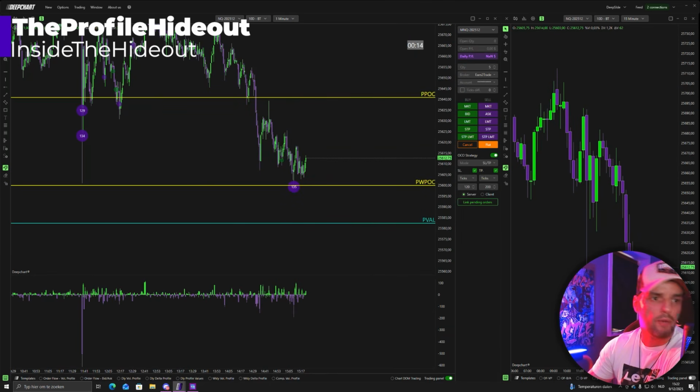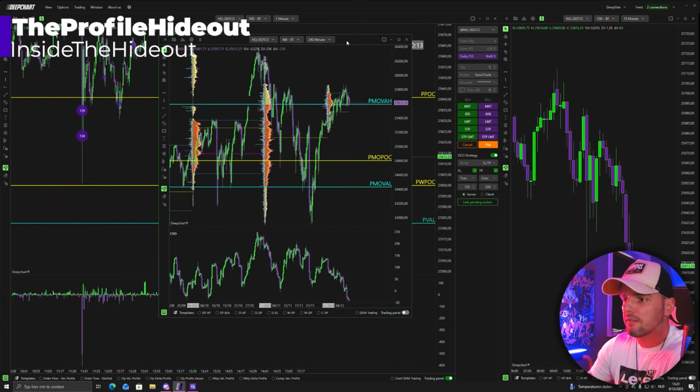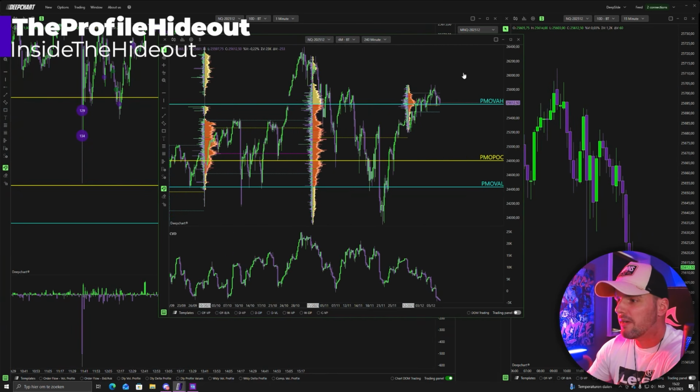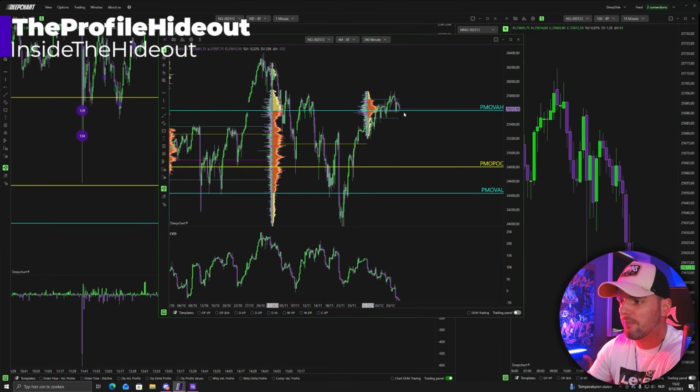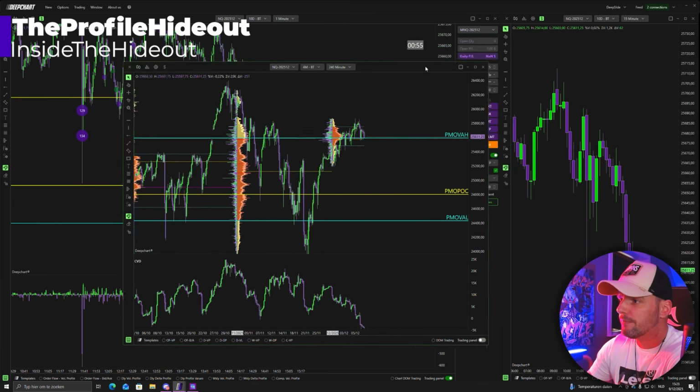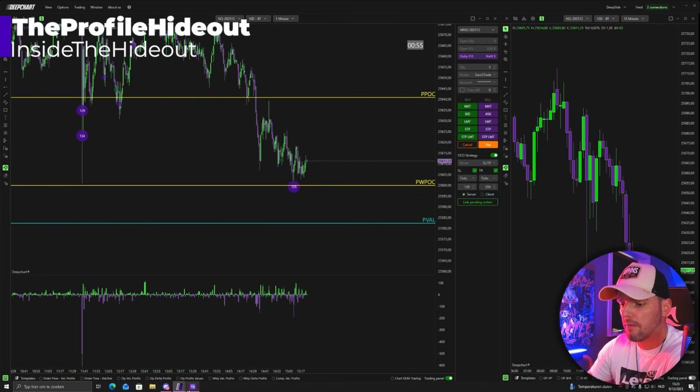So one thing too I noticed, these are my monthly profiles. So if price were to fail this level, this is basically prior weekly POC, prior monthly value area high. If we break down here and we start rejecting this level, long way down, long way down.